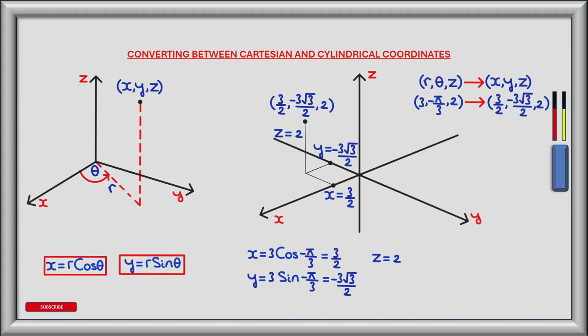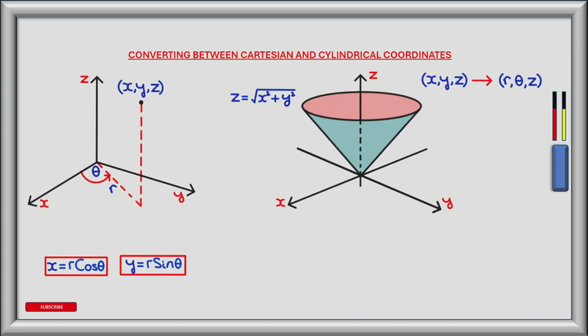So I've drawn the point in on the diagram. So we have an x coordinate of 3 over 2, a y coordinate of minus 3 root 3 over 2, and a z coordinate of 2. So (3, -pi by 3, 2) in cylindrical coordinates converts to (3 over 2, -3 root 3 over 2, 2) in Cartesian coordinates.